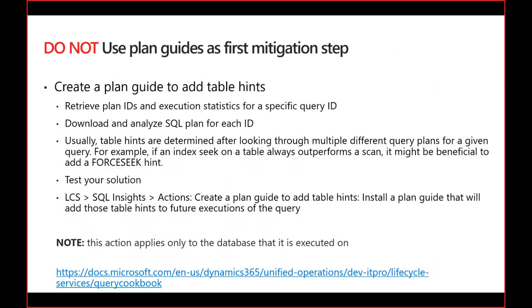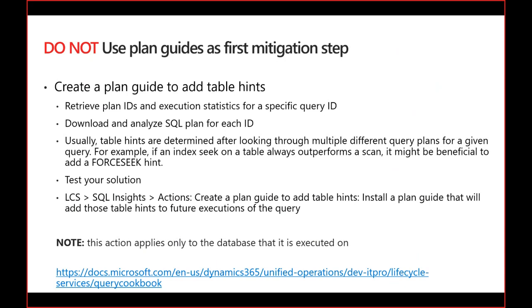The last option you have in LCS for creating a plan guide is, for example, when you want to add specific table hints. It could be a similar exercise, and in the end you determine that maybe you do not want to force a specific plan. But for example, you see that for one of the tables you're querying, it's always doing a scan when your analysis and testing show that a seek would be better. So you could add a force seek hint or table hint to a query.